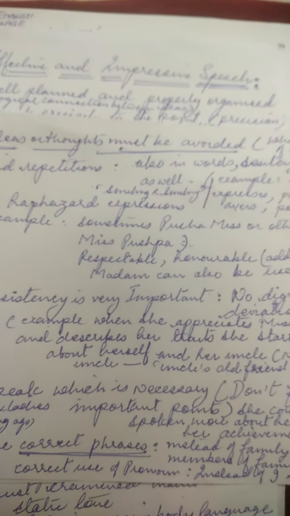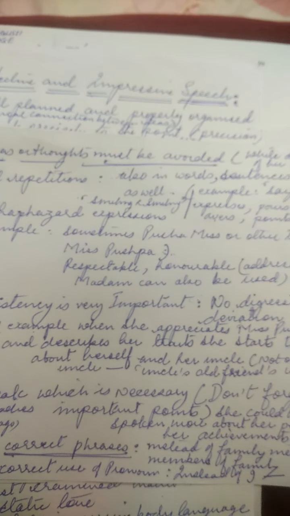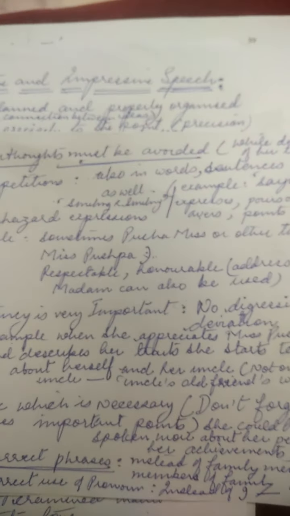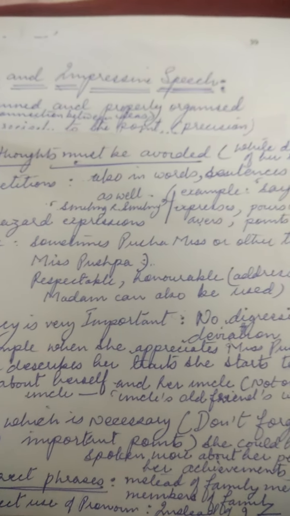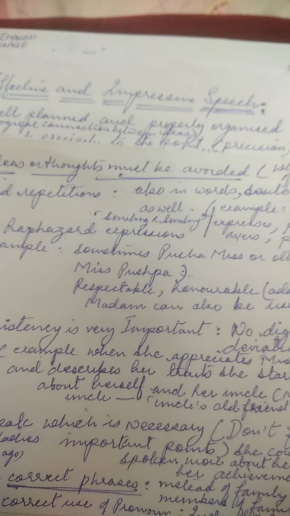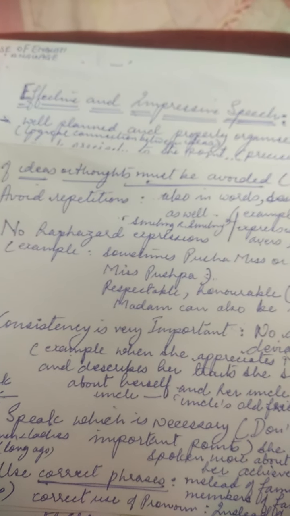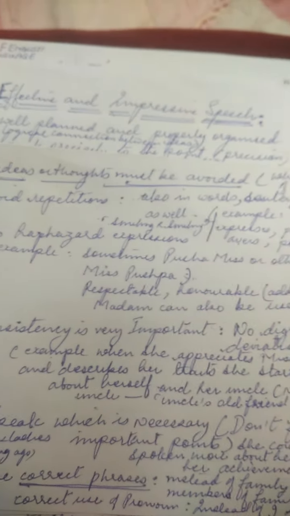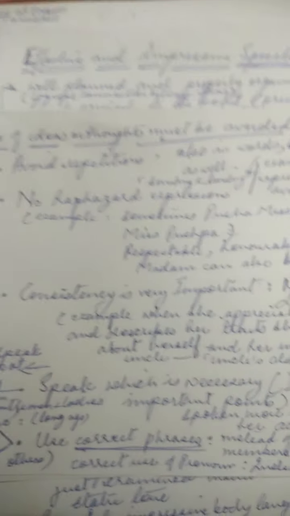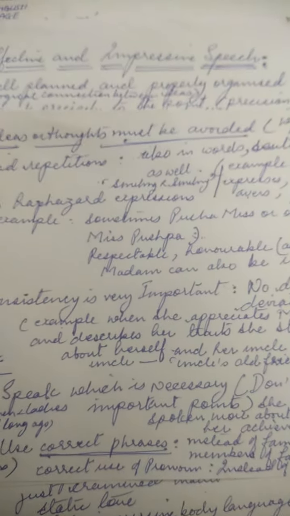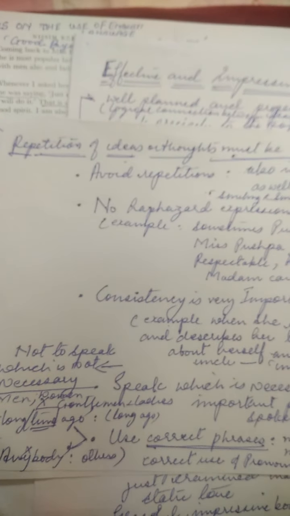So many points are there. And the correct phrases, for instance: instead of "family members", do you remember this point? What is the correct use here? "Members of family". We would not say "English department", it is "Department of English". So these are certain uses.